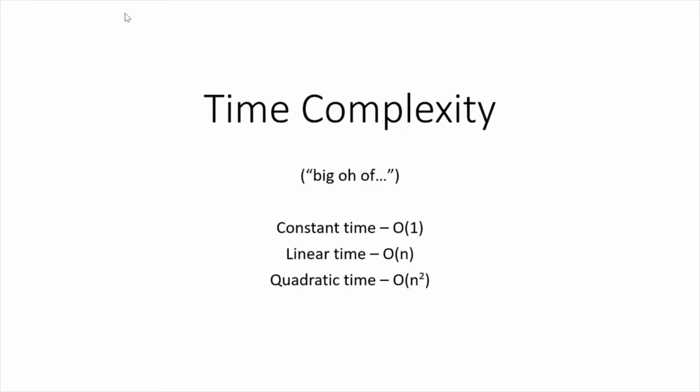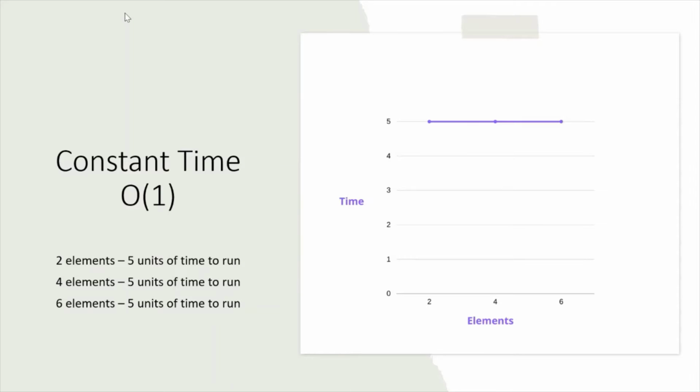The time complexities we're going to be looking at today are constant time, which is read as big O of 1, linear time, which is big O of n, and quadratic time, which is big O of n squared. So first we'll look at constant time, which means that regardless of how much input is put into the algorithm, it will still take the same amount of time to run.